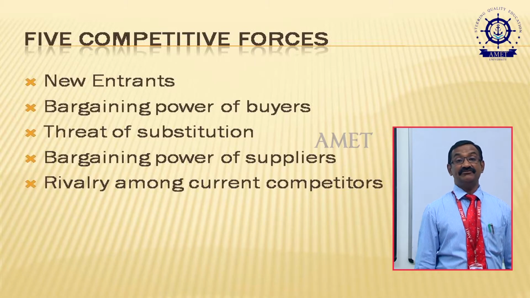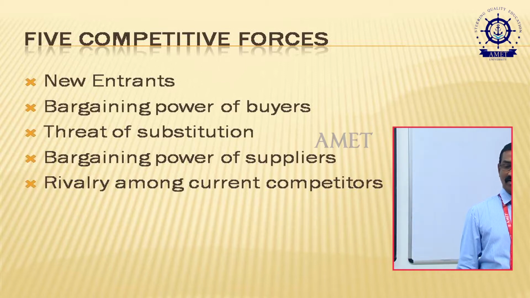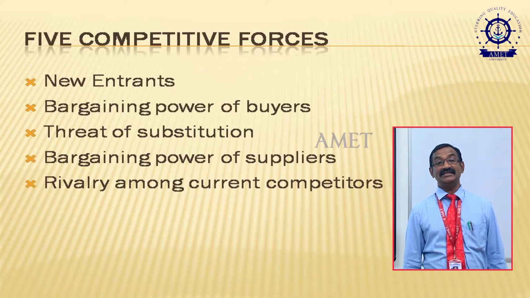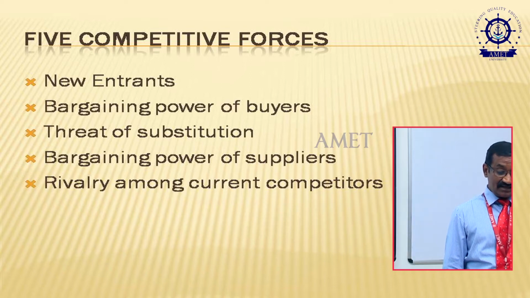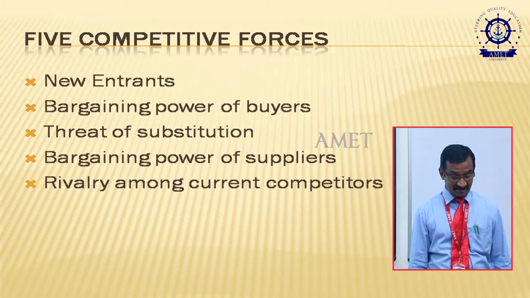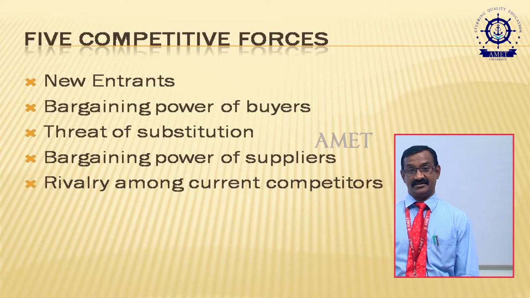Now, the 5 different forces in industrial marketing or business to business marketing. What are the 5 different forces? First one is called a new entrance in the market. Second one is called the bargaining power of buyers. Third one is called the threat of substitute products. Fourth one is called the bargaining power of suppliers, and last one is called the rivalry among current competitors.